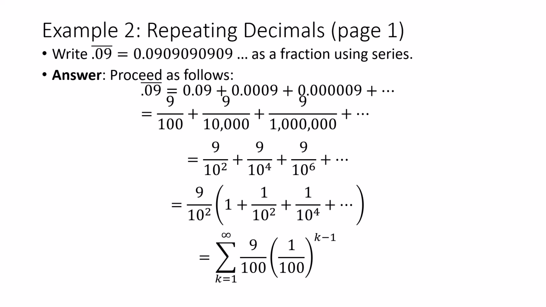So I'm going to rewrite those fractions so the denominators are powers of 10. And then I'm going to factor out 9 over 10 squared. And that's going to leave me with 1 plus 1 over 10 squared plus 1 over 10 to the fourth, and I can keep going. And this enables me to rewrite this infinite sum as a series, where I have the series from k equals 1 to infinity of 9 over 100 times 1 over 100 to the k minus 1 power. And notice that the power, k minus 1, and the index on the summation, k equals 1, is the appropriate match that I need for a geometric series.